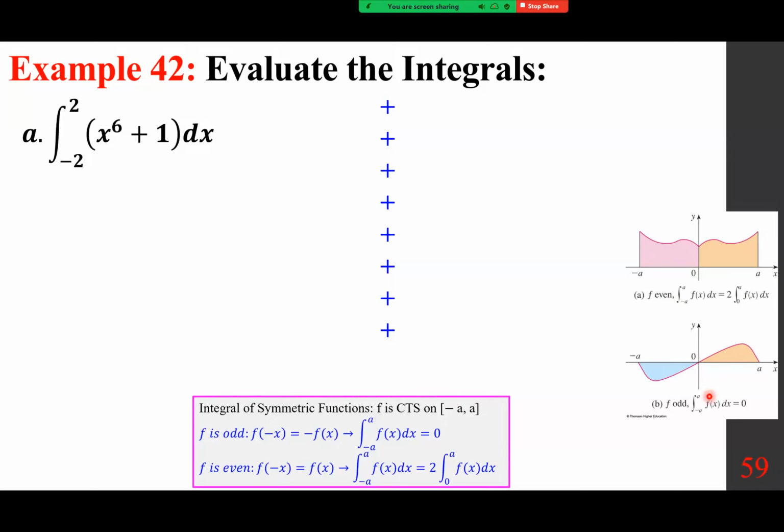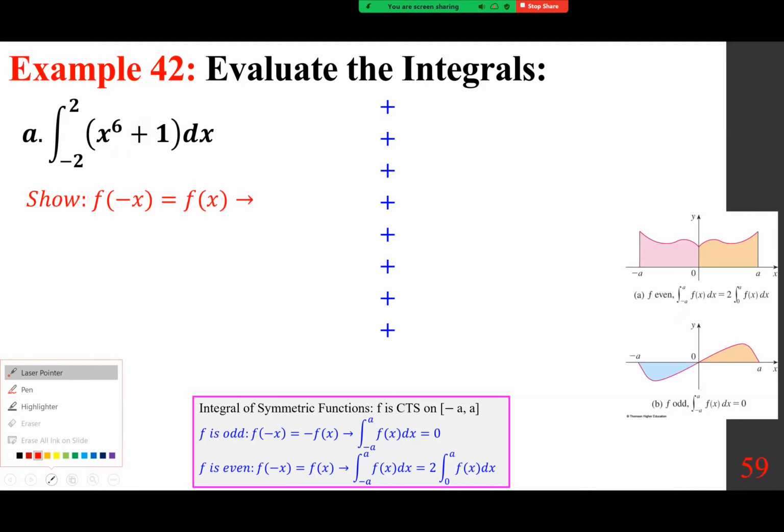Remember, the integral doesn't represent the area, it represents the difference of areas. So if f is odd, the integral from minus a to a of f of x dx becomes 0. F is odd means f of minus x is minus f of x. So the integral from minus a to a of f of x dx equals 0. Normally, if you come across a case that takes a long time to evaluate, you want to look into whether they are odd or even. For example, right here, we may notice that this function is an even function.